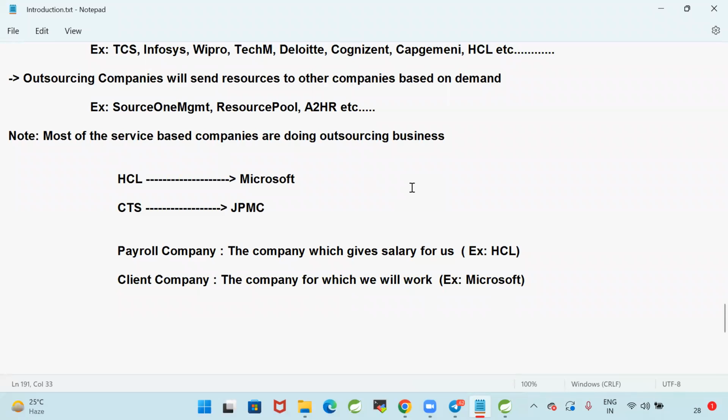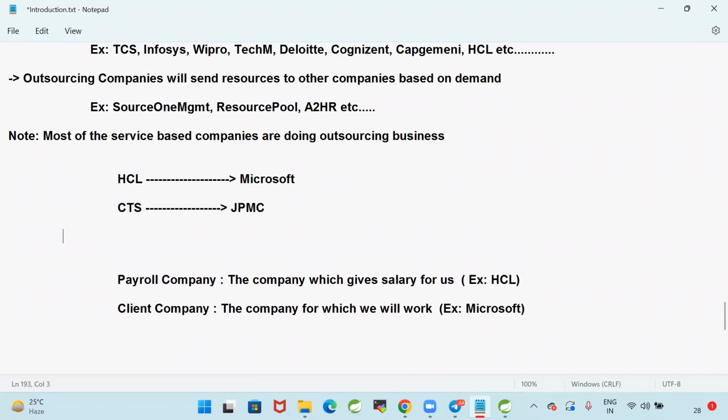That is called vendor. My project is having vendors. JPMC is having Cognizant as a vendor. Microsoft is having HCL as a vendor. CTS, I mean TCS. TCS is also doing the outsourcing. TCS is providing the employees to Oracle. Oracle company is having TCS as a vendor. TCS is selecting the people and giving the employees to Oracle company on contract basis.